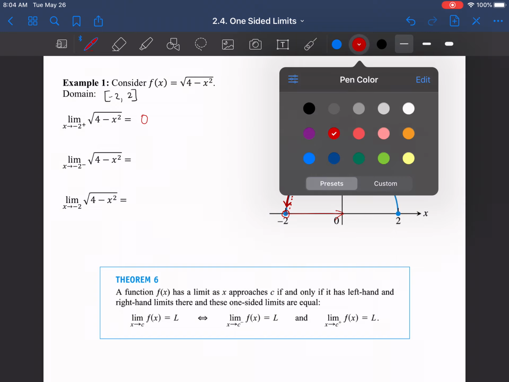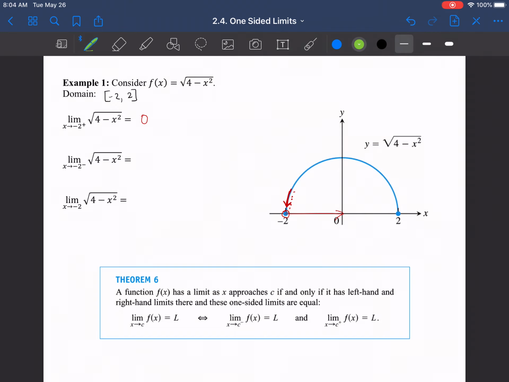If we take a look at the next one, we've got the limit as x goes to -2 from the negative side. That's from out here, but there are no values out here. Our function doesn't go below -2, so this is going to be does not exist, because none of the values exist. There are no values to the left of -2. It's undefined to the left of -2.